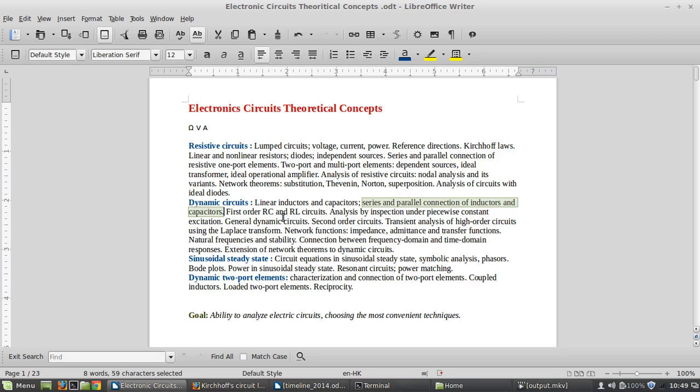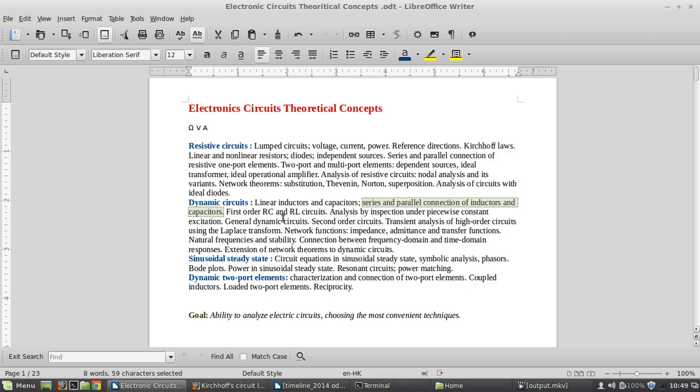You also have general dynamic circuits, second order circuits, and transient analysis of higher order circuits using the Laplace transformation. Network functions like impedance, admittance, and transfer functions will be covered. Natural frequencies and stability, and the connection between frequency domain and time domain responses will be done here. The extension of network theorems to dynamic circuits will also be performed.